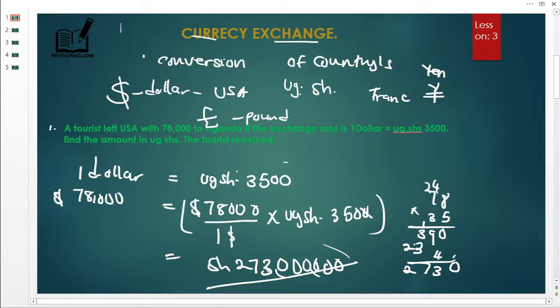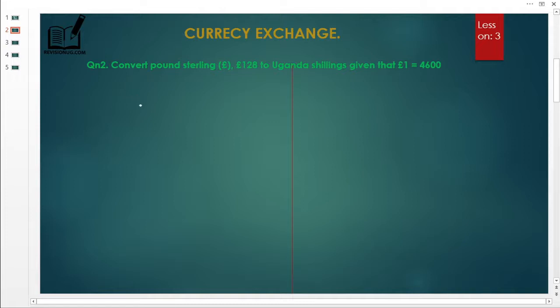So let us move on and look at another example. This one is saying convert 128 pounds sterling to Uganda shillings, given that 1 pound is equivalent to 4,600 Uganda shillings. This one is very simple. For every 1 pound here you are getting 4,600 Uganda shillings.